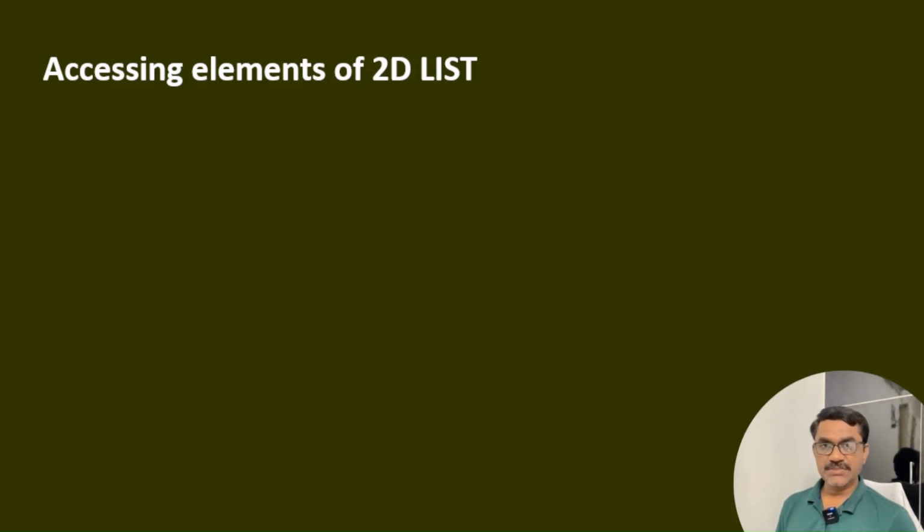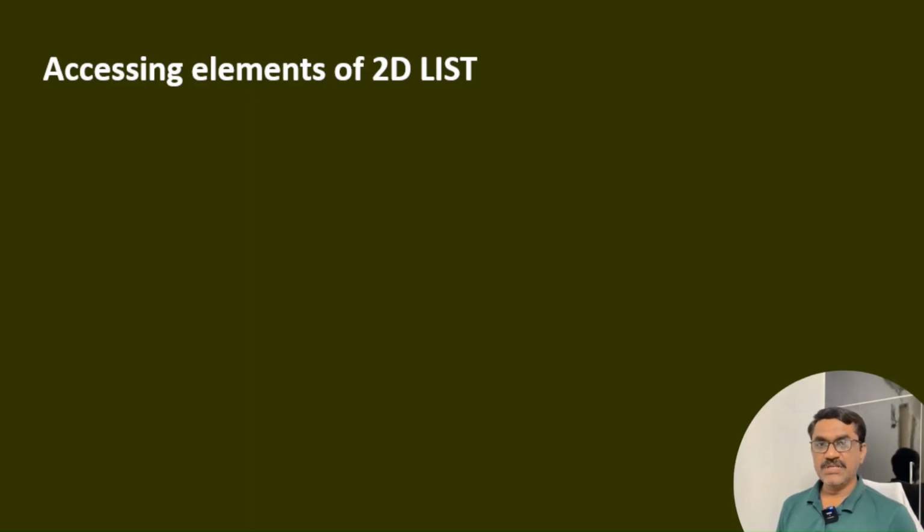In yesterday's session, we started the topic called Introduction to Lists. In that class, we discussed how to create a list and also how to create an empty list. We said that a list can be created by using square brackets, and the data items can be stored in the list by separating them with commas.